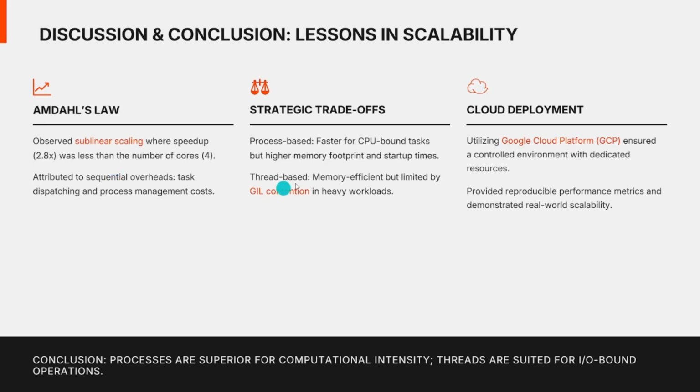The second one is strategic trade-offs. So process-based parallelism is faster but uses more memory. Thread-based is lighter but struggles with the Python GIL. The third one is cloud deployment. So deploying on GCP taught us how to manage cloud resources and ensures our benchmarks are reproducible.